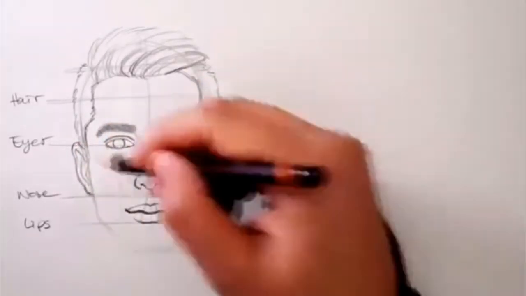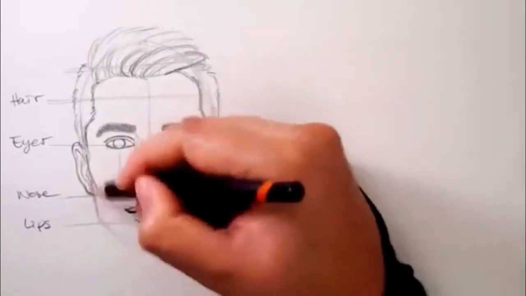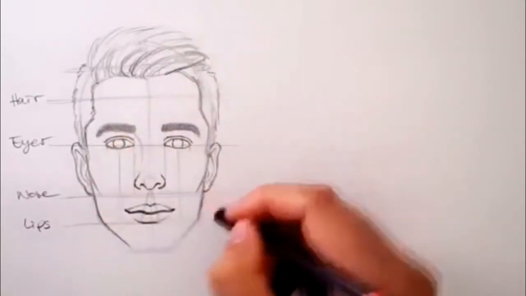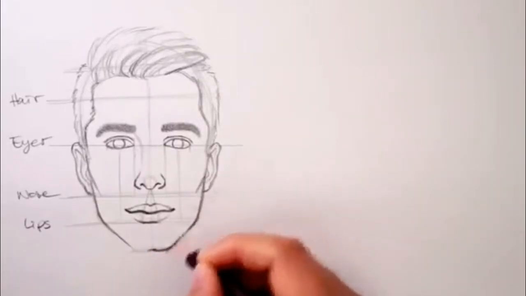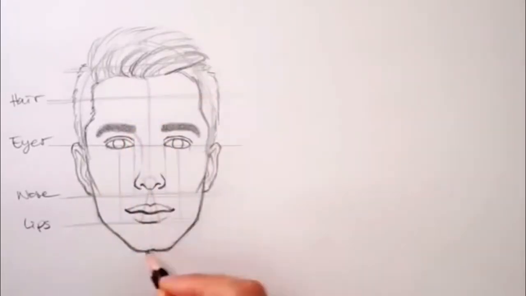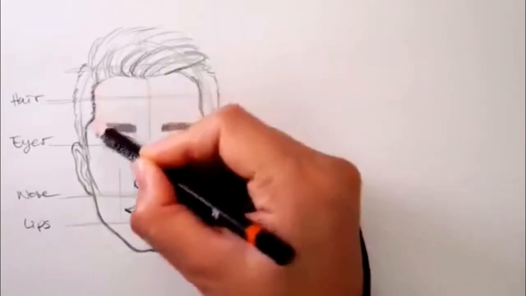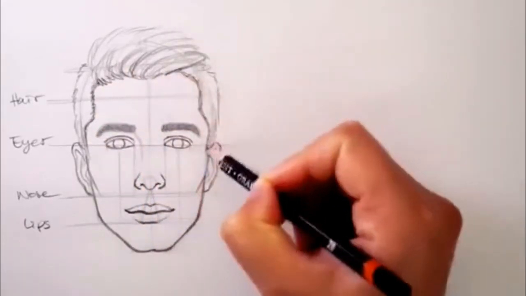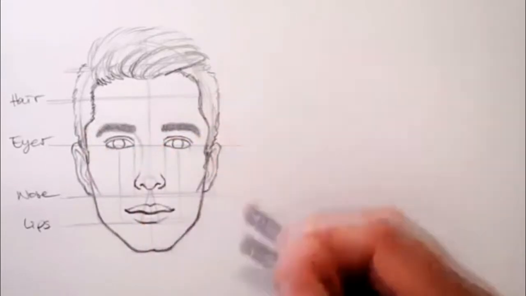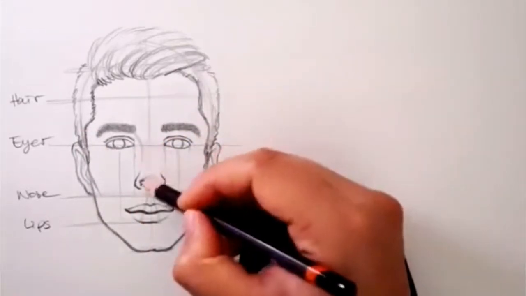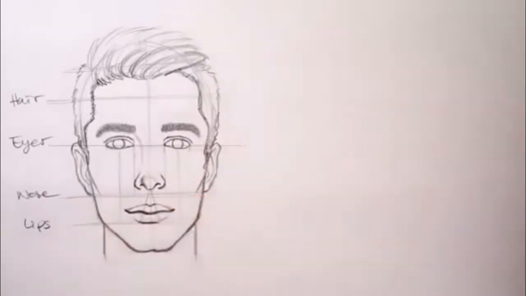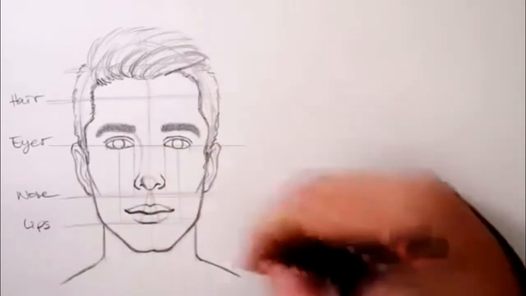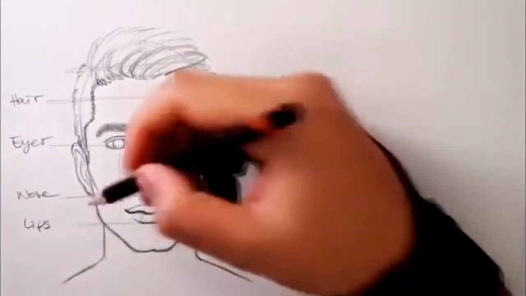You can make someone look skinnier by defining their cheeks. Let's give him a chiseled jawline with a dimpled chin. And let's also give him a thick neck. So that's my method for drawing a basic male face.